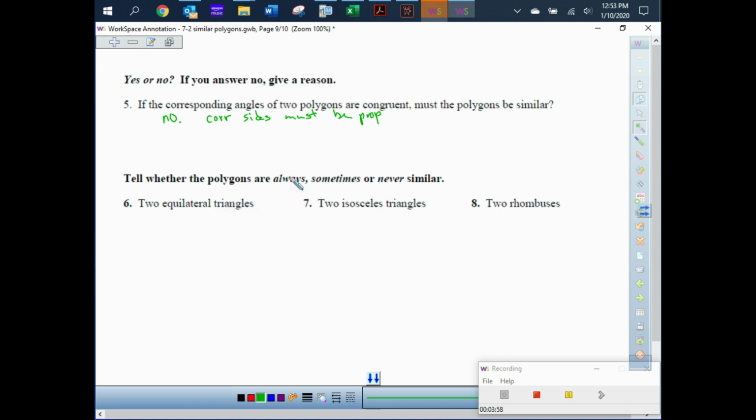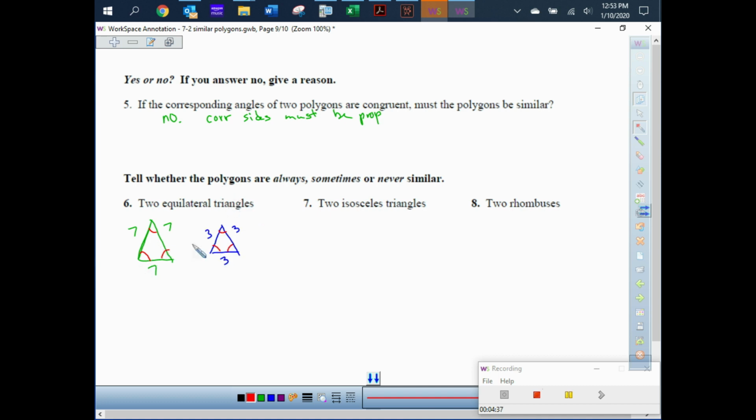So on the next ones, tell whether these are always, sometimes, or never similar to each other. So two equilateral triangles. Easiest way, in my opinion, is maybe sketch some pictures. Here's an equilateral triangle. I'll make up whatever I want: 7, 7, 7. All sides are the same, but remember, all the angles are the same in an equilateral triangle also. So I'll sketch another equilateral triangle, and I'll just go 3s all the way around. But all the angles are the same. They're all 60 degrees.